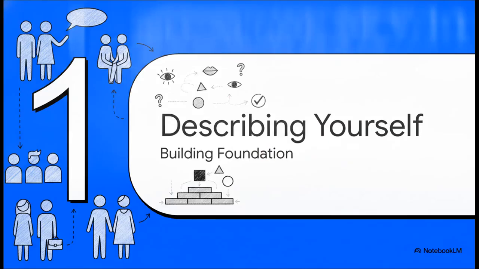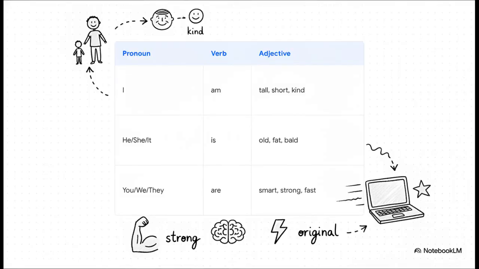Okay, part 1, describing yourself and others, building that foundation. Look, the ability to state basic facts about ourselves and the people around us, that is our ultimate grammatical foundation. It's like the bedrock. Notice how the pronouns group naturally with their matching verbs and adjectives here. In that first row, we've got the personal I am, branching out to descriptors like tall, short, or kind. Then shifting down to he, she, or it is, which attaches to adjectives like old, fat, or bald. And finally, you, we, or they are linking up to smart, strong, or fast.